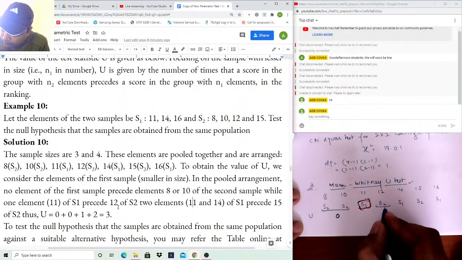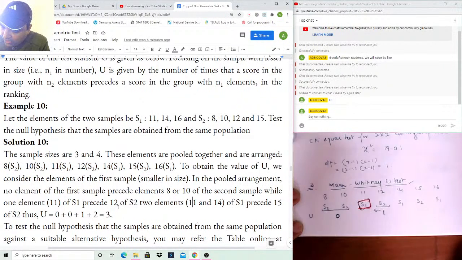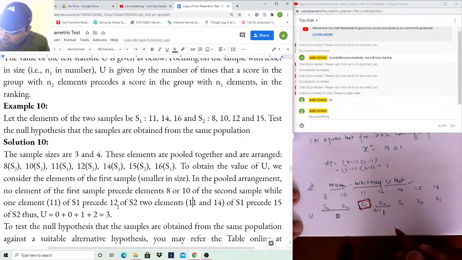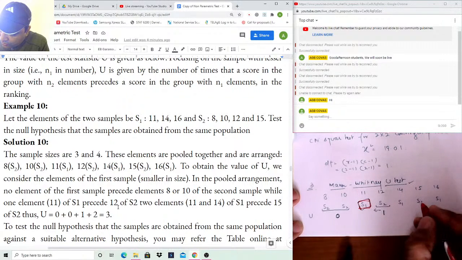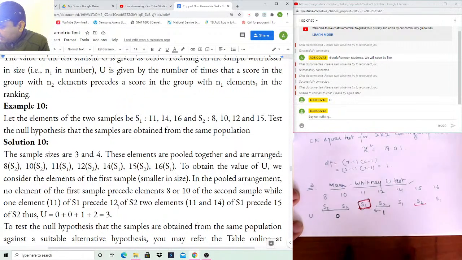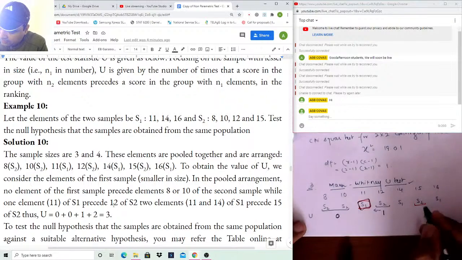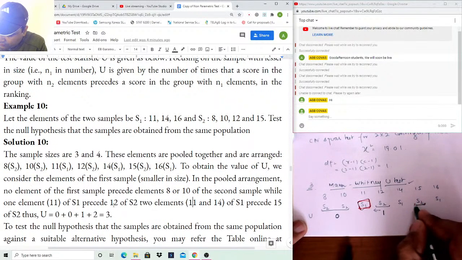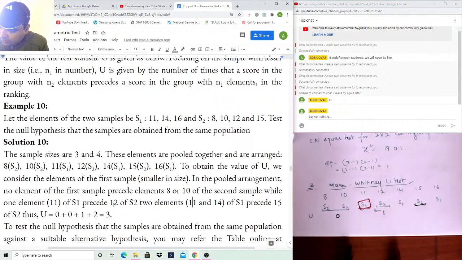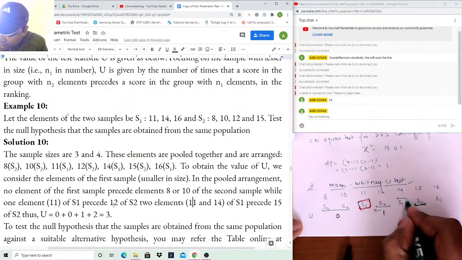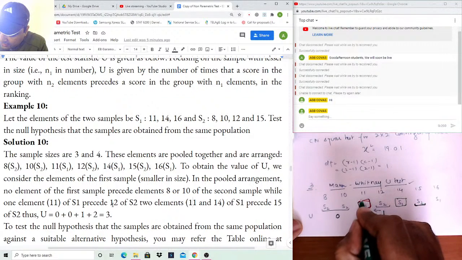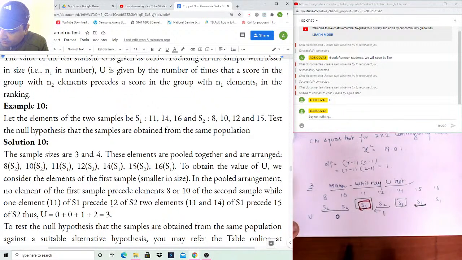So because preceding this there is one sample, the value of U will be 1. Now we will come to the next S2 class. So the next S2 class is here, isn't it? This one, this S2, right? And before this S2 we have two samples, one is this S1 and one is this S1, isn't it?